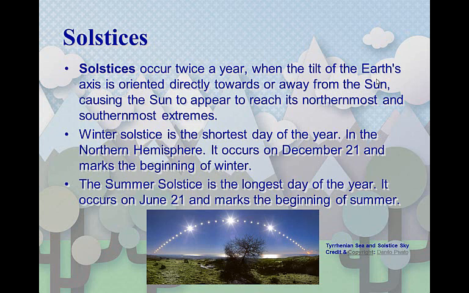Okay, we also have what are called solstices. Solstices occur twice a year when the tilt of the Earth's axis is oriented directly towards or away from the sun, causing the sun to appear to reach its northernmost or southernmost extremes. The winter solstice is the shortest day of the year in the northern hemisphere. It occurs on December 21st and it marks the beginning of winter. The summer solstice is the longest day of the year. It occurs on July 21st and marks the beginning of summer.